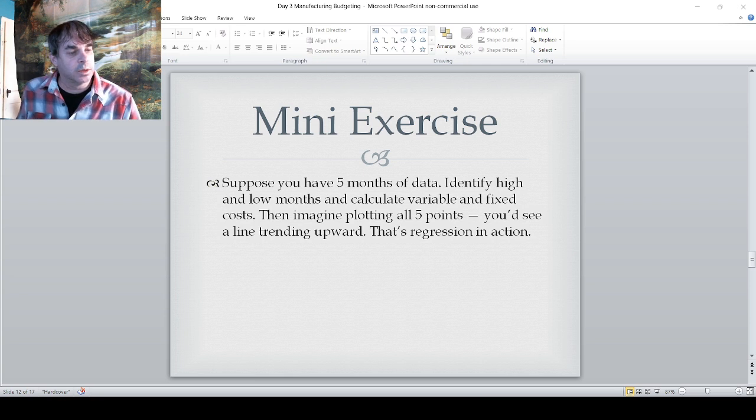Try this. Suppose you have 5 months of data. Identify high and low months and calculate variable and fixed costs. Then imagine plotting all 5 points. You will see a line trending upward, and that's regression in action.